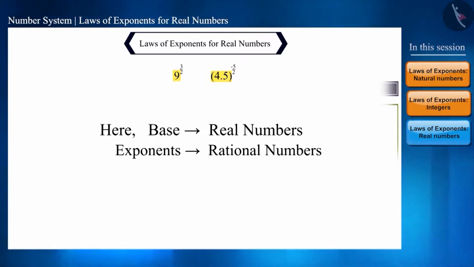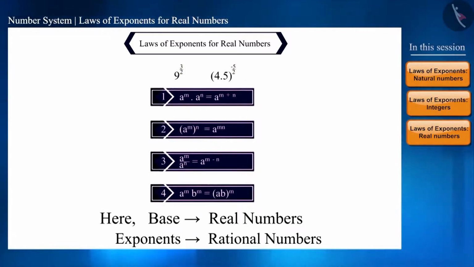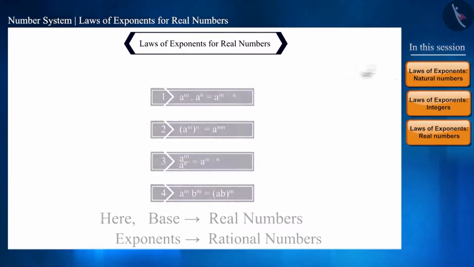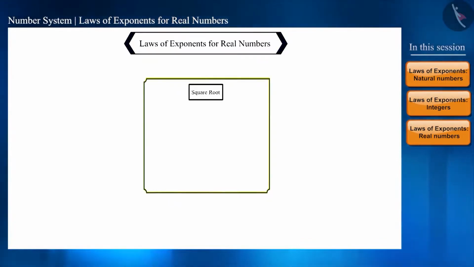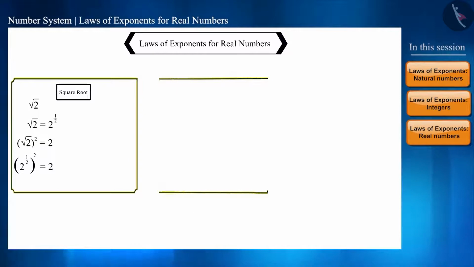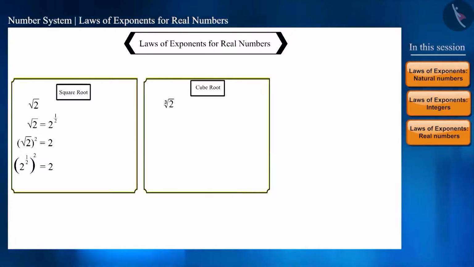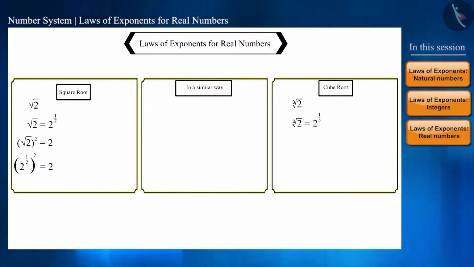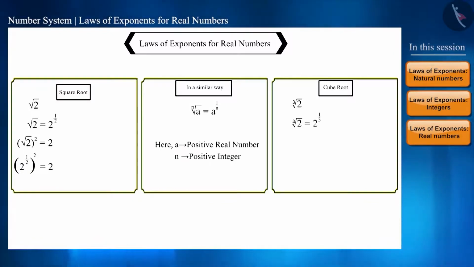If we have numbers like real numbers and rational exponents, can we apply these rules here too? Friends, let us understand this. If a number is given in a square root, that is, square root of 2, it means that its power is 1 by 2. And if cube roots are given, say cube root of 2, then it can be written as 2 raised to the power 1 by 3. Similarly, we can generalize that if the nth root of a is given, then it is a raised to the power 1 by n. Here a is a positive real number.